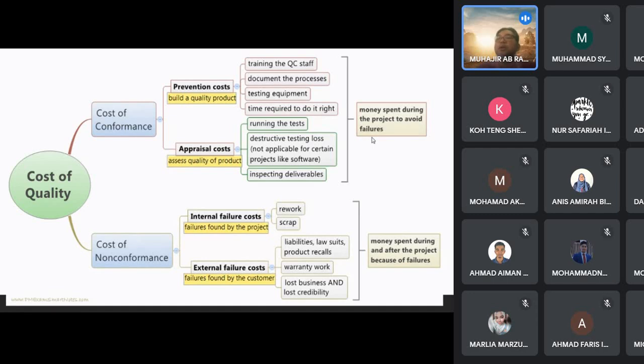Okay. Before you deliver to the customer. But non-conformance is money spent during and after the project because of failure. They fail. Okay, this is before fail.